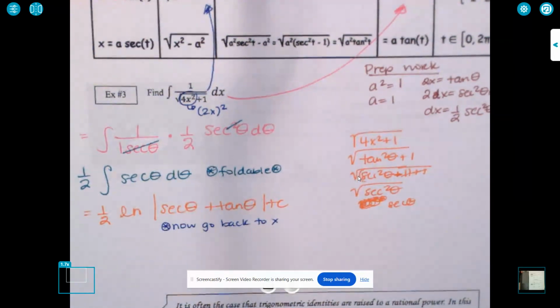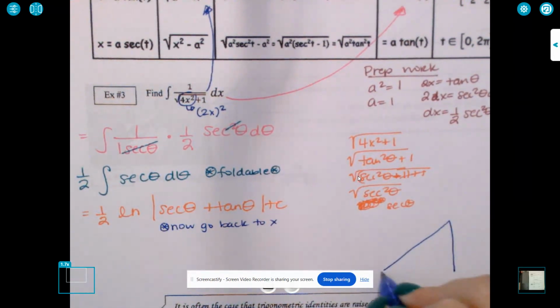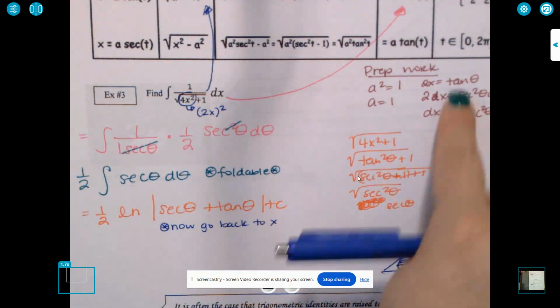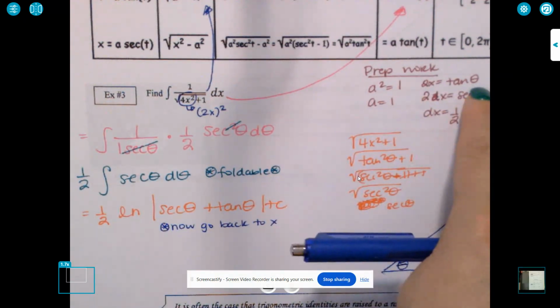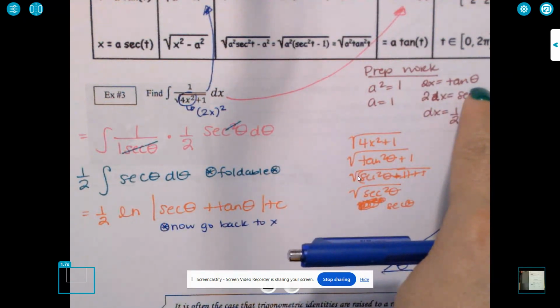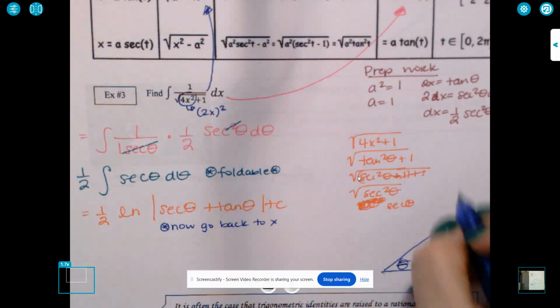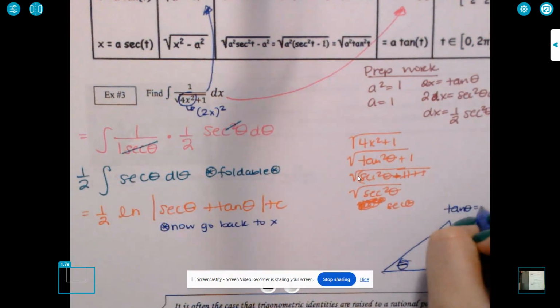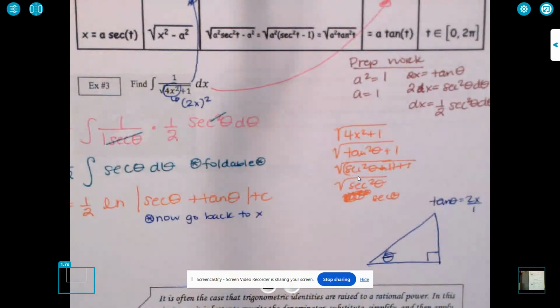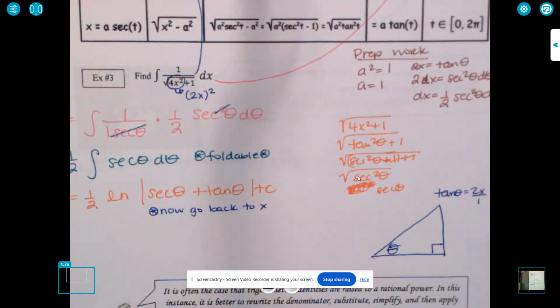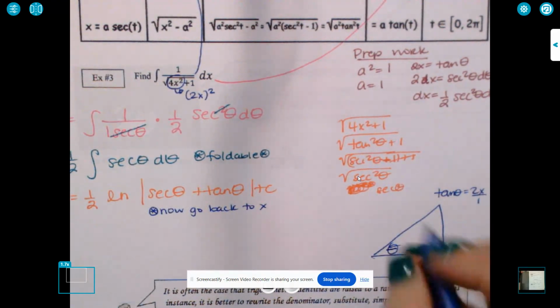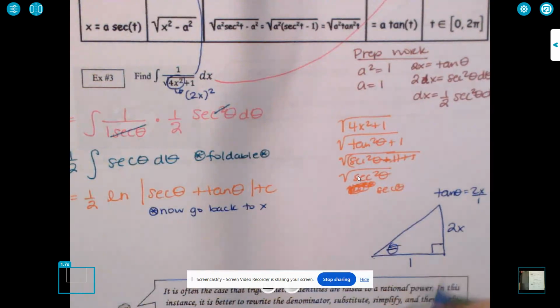All right, so let's look down here. We'll draw us a little triangle. Okay. So we know that the tangent of theta equals 2x. So that's ultimately this, tangent of theta equals 2x over 1. So remember, tangent is opposite over adjacent. So our opposite is going to be 2x. Our adjacent is going to be 1.